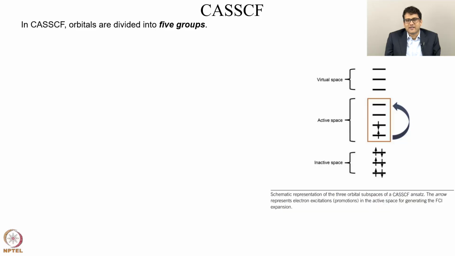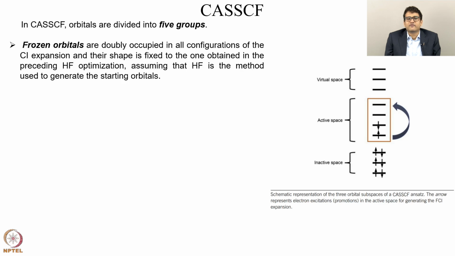Because of this fact, we will see how to describe the complete active space method, but you can always cheat a complete active space method code, a CASSCF code, to actually do a full CI calculation. We will discuss that. So, in the case of CASSCF, the orbitals are generally described in 5 groups.